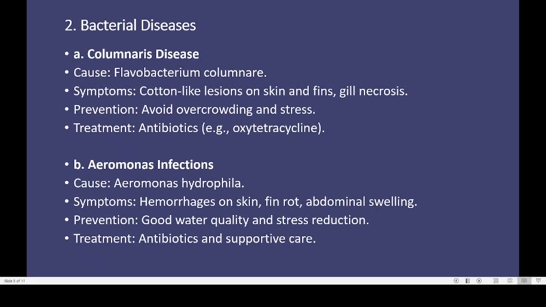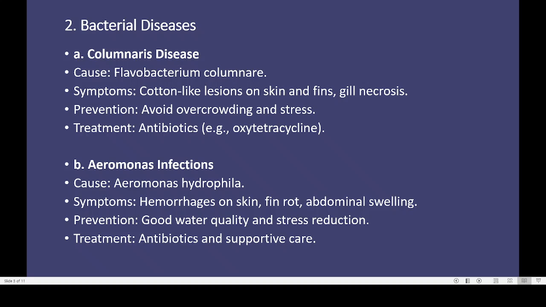Now the second type of disease is known by the name bacterial disease. In the case of parasitic disease, most of the parasitic diseases are caused by some kind of protozoan. That is why they are known as parasitic diseases. Here, in the case of bacterial disease, it will be caused by bacteria. Different types of diseases are there.